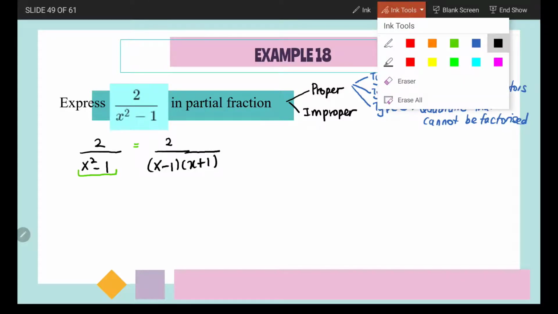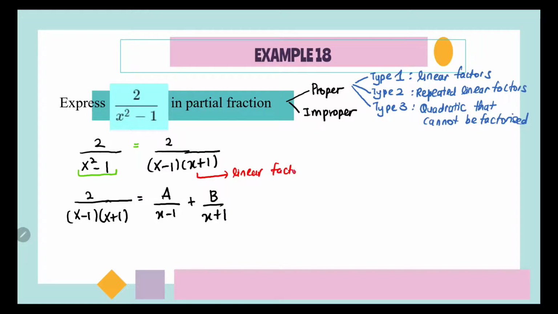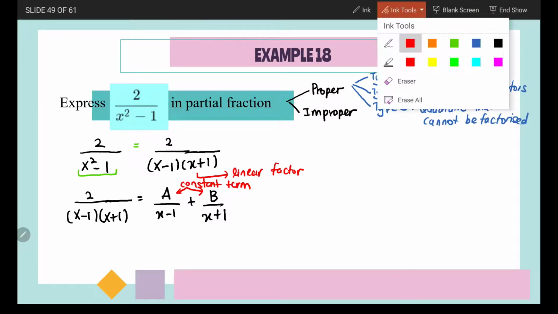Since we have recognized this as a linear factor, we will write 2 divided by x minus 1 multiply x plus 1 equals a over x minus 1 plus b over x plus 1. We will write this way because we have to make sure that the numerator is a constant term. Since both the factors are linear factors, the numerators will be constant terms a and b. Okay students, so now our job here is to find the value of a and b.